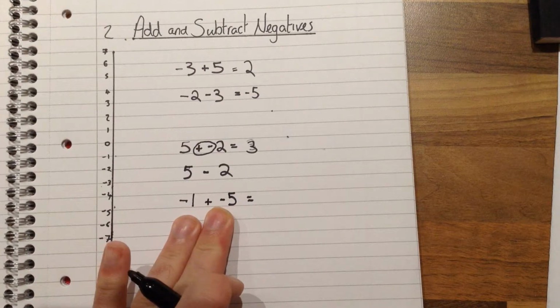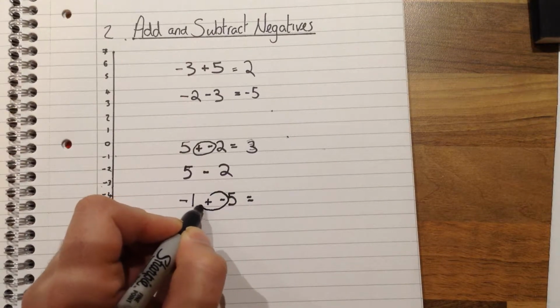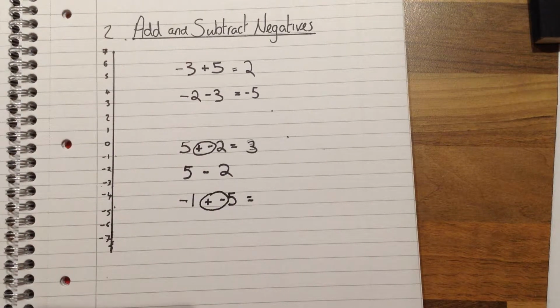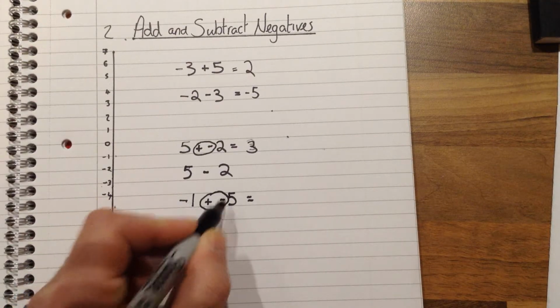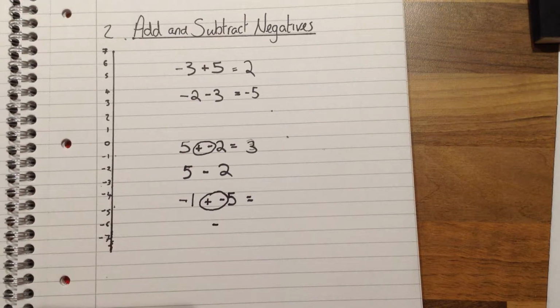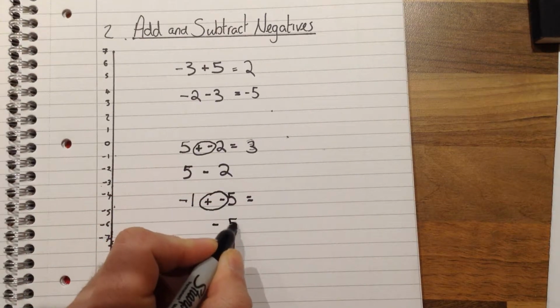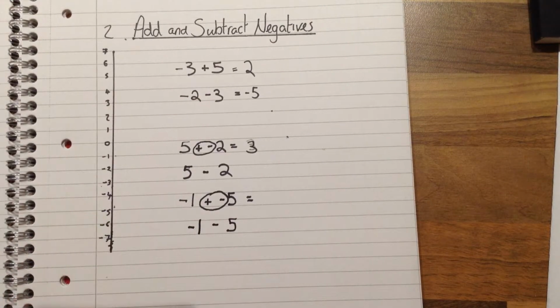But here I don't like the fact that I've got two symbols just next to each other. So what I do is I change this little plus and a minus into just a minus. So I then write my 5, and at the front look I put my minus 1.